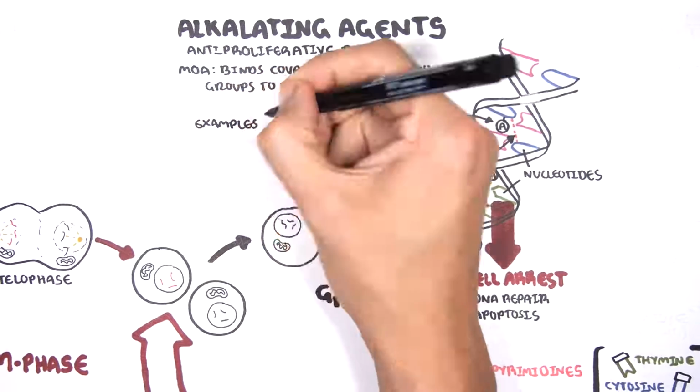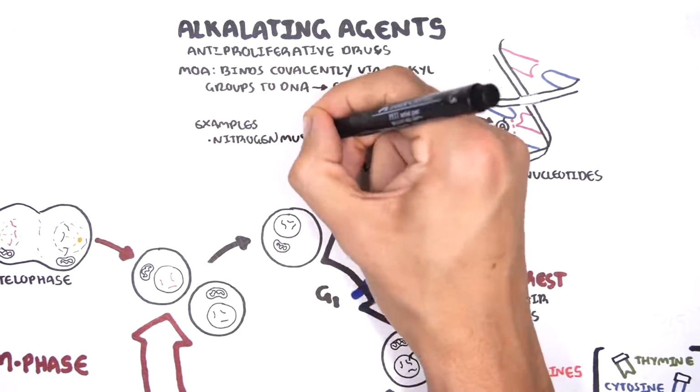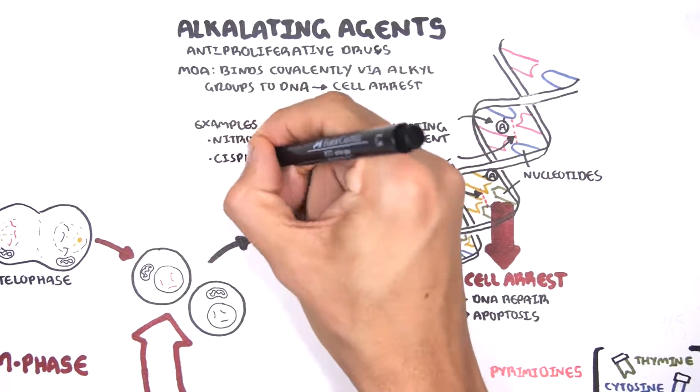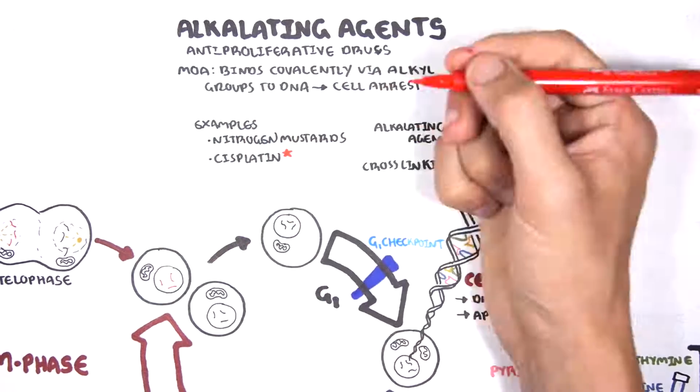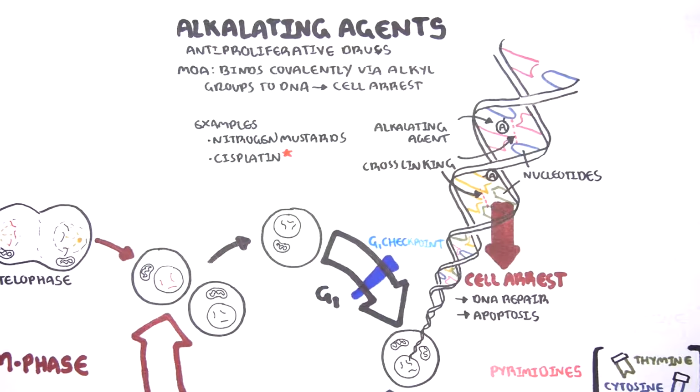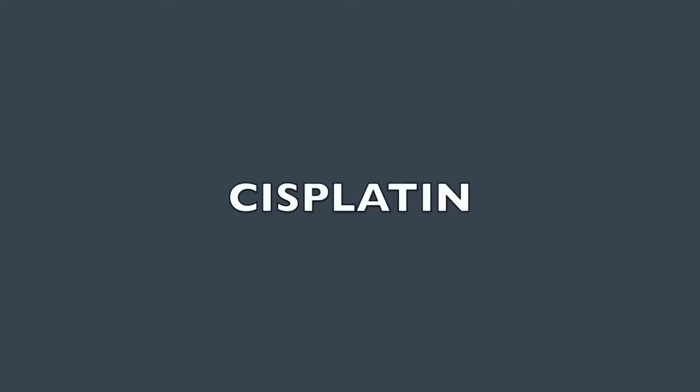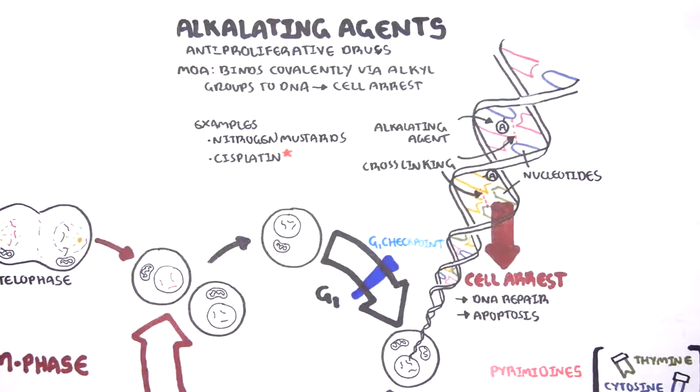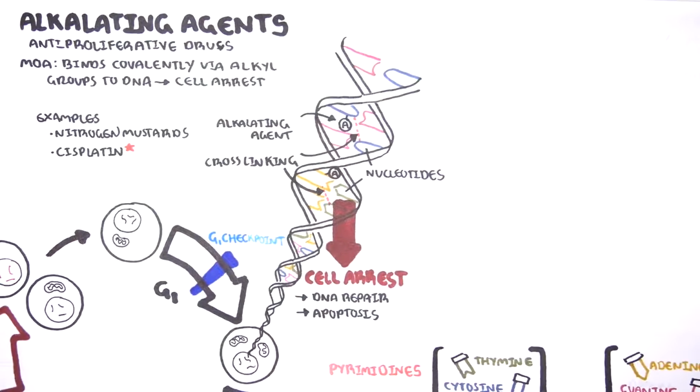Examples of drugs in the class of alkylating agents include nitrogen mustards, such as cyclophosphamide. And there's also cisplatin. Now, cisplatin is an interesting drug. It is one of the most active anti-cancer drugs and used on many types of cancers, but also comes with many toxicities. It is actually its own class, but has a similar mechanism of action to alkylating agents, and so it is put in this category.